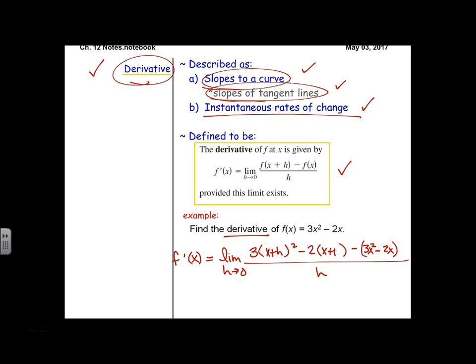I went a little fast, but my question is, do you see me plugging x plus h into my function? Do you see how I did f of x plus h and I did f of x? What's our goal? 0 over 0, keep going! Yeah, so boil everything out, simplify everything out.